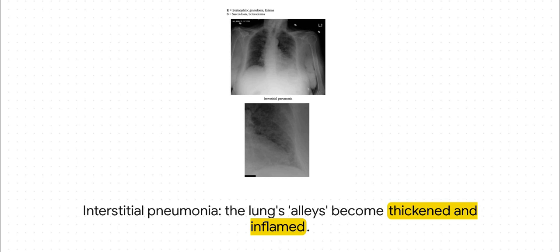Instead of the lungs being filled with nice, clear black air, that structural grid, those highways and alleys, has become thickened and inflamed. It creates this diffuse kind of web-like pattern all over the lungs, and that makes it a whole lot harder for them to do their job.